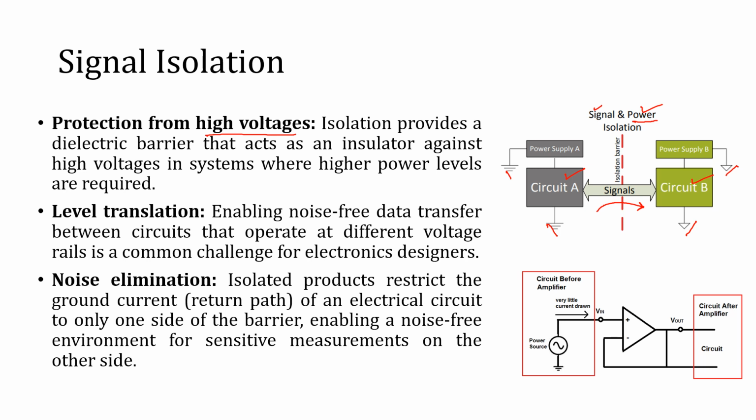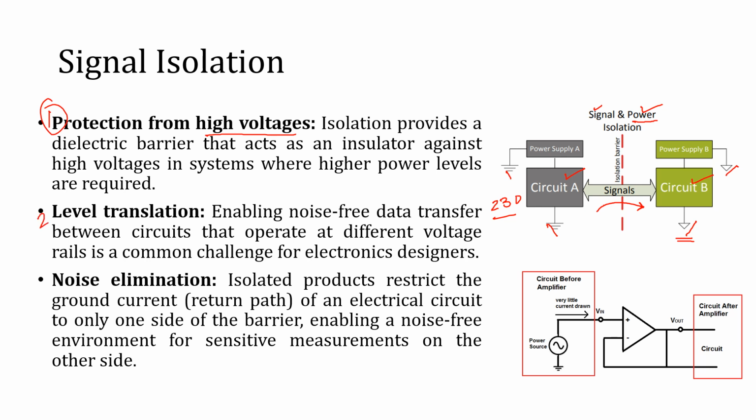So if circuit A is working on, let's say, 230 volt, and we want to connect that relay directly to the laptop or some other sensitive circuit, then we need different power supplies, and we need to have isolation between these two circuits. That isolation is fed to some isolation circuits, and we have to take care that there is isolation for the signal as well as for the power. Okay, that was the first advantage.